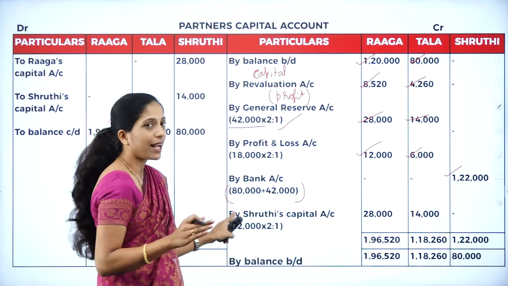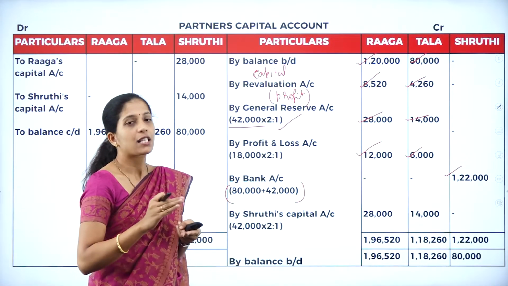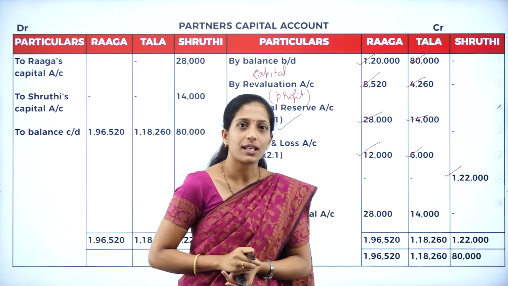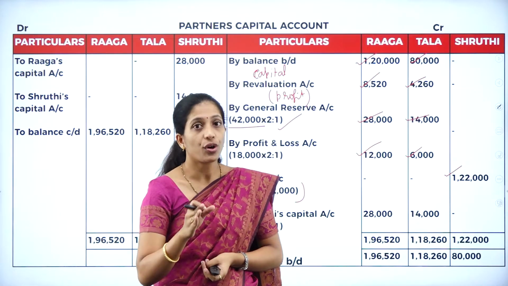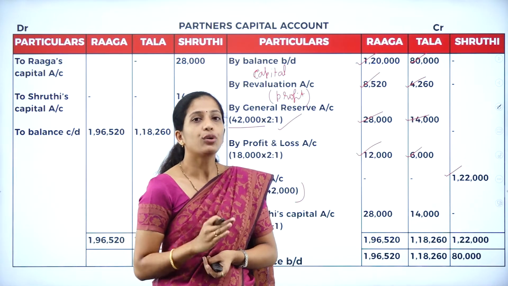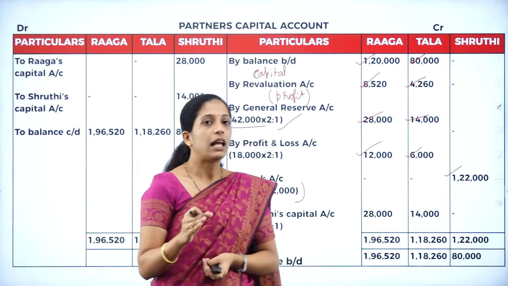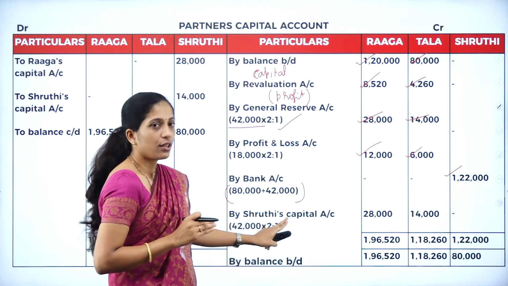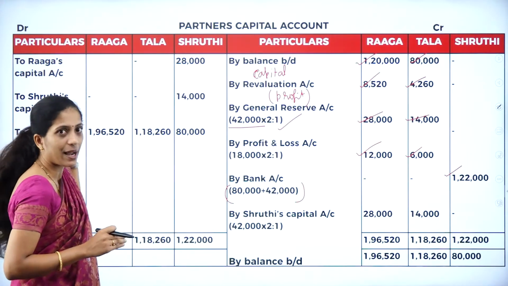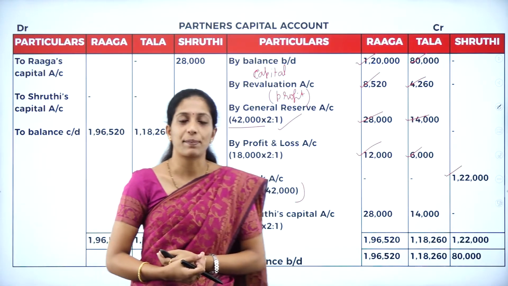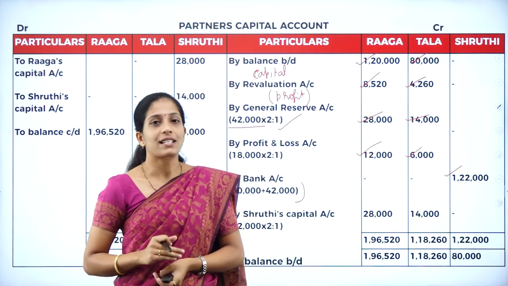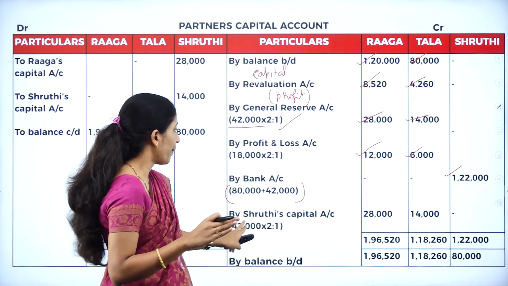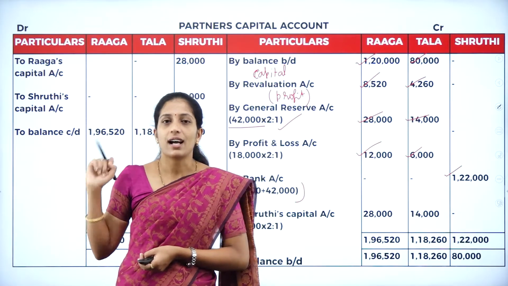Now we have to record the goodwill entry as per Accounting Standard 26. Now what is the entry as per Accounting Standard 26? For treatment of goodwill, that is, new partner's capital account debit to old partners' capital account. Now, who is the new partner here? Shruti. So, by Shruti's capital account, to old partners, to Raga's capital account and to Tala's capital account. That is nothing but new partner's capital account debit to old partners' capital account. Hope you are clear with this. Now, the new partner is Shruti. Old partners are Raga and Tala.